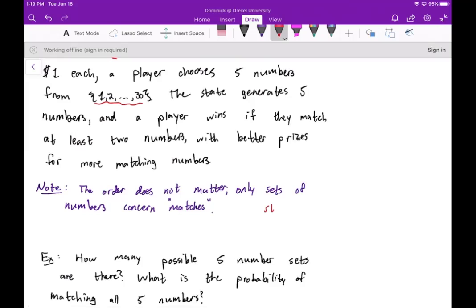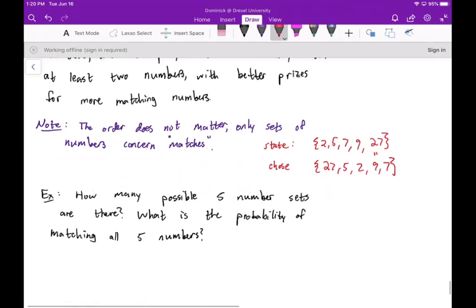So if the state comes up with 2, 5, 7, 9, and, I don't know, 27, and you chose 27, 5, 2, 9, 7, these would be the same. So the order doesn't matter.